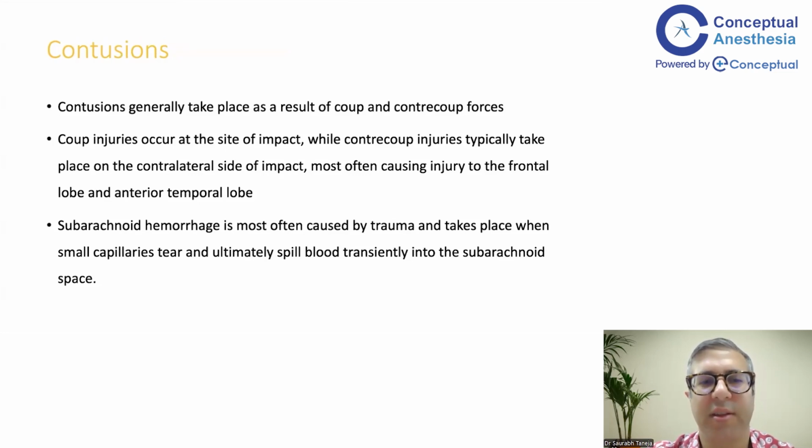Then contusions. They usually result from a coup and a contrecoup injury. So what is a coup and a contrecoup? Coup injuries occur at the site of the impact, while contrecoup injuries typically occur on the contralateral side of the impact. So at the site of impact is the coup injury, and the opposite side, the contralateral side, is where the contrecoup injuries occur. Another thing is SAH, which is most often caused by trauma and takes place when small capillary tears let blood spill into the subarachnoid space. This is not as severe as an aneurysmal bleed causing SAH.